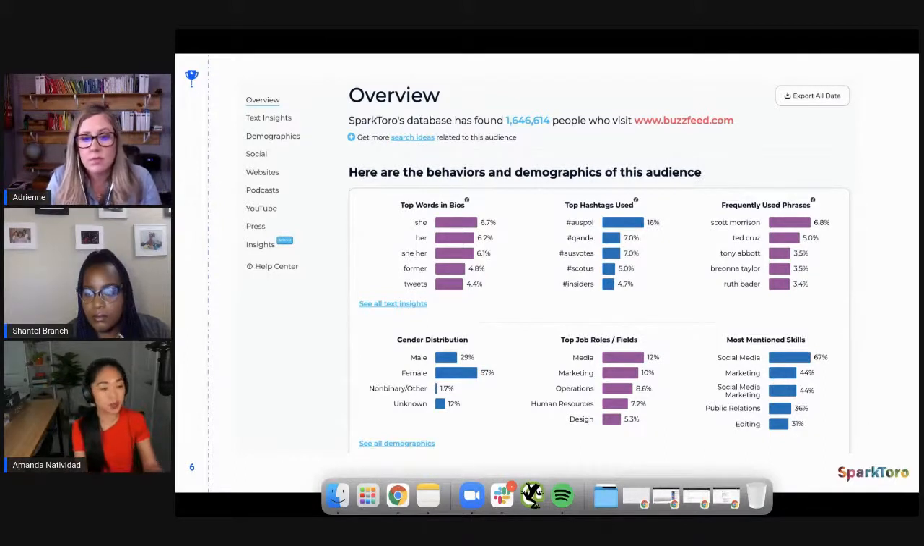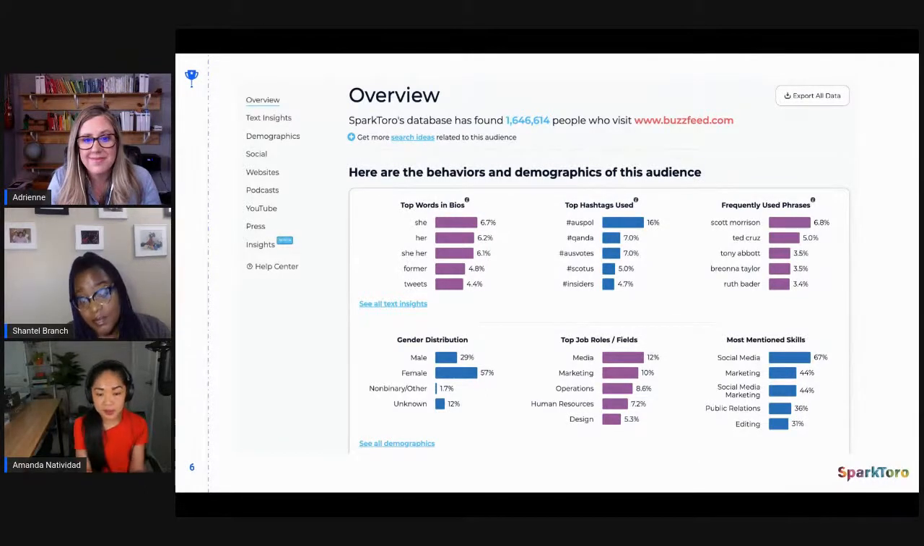This tells me this is quite a political audience, and they're very interested in politics, which makes sense to me. We'll also see some of their top job roles, like media, marketing. Interesting that most people are in media and marketing here. And some of their most mentioned skills, social media. That kind of links up with the top words used in bios, right? Right. That are on Twitter, social media.